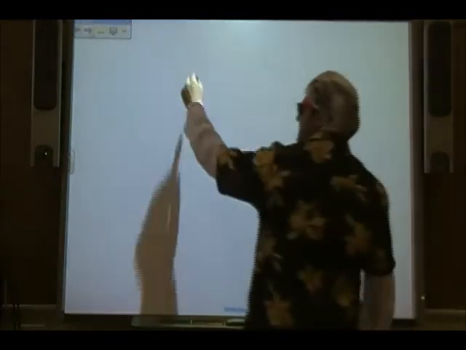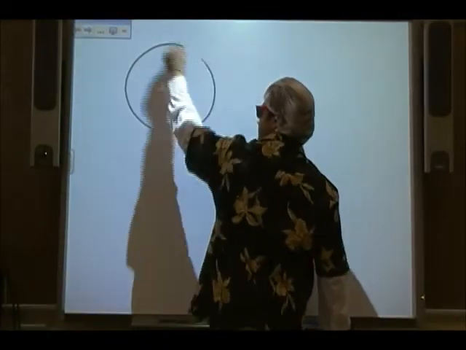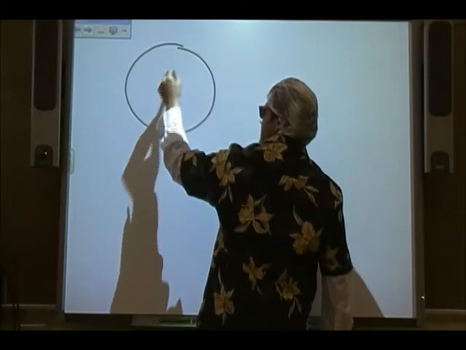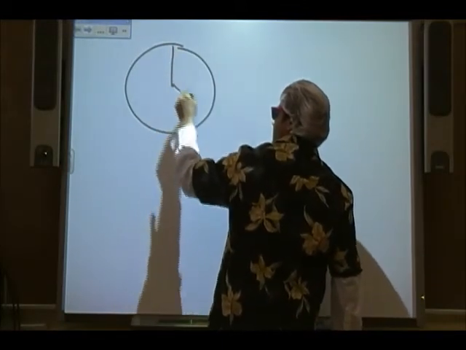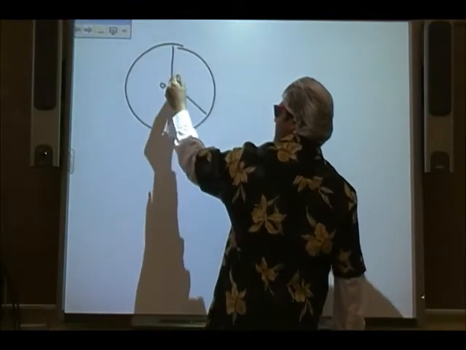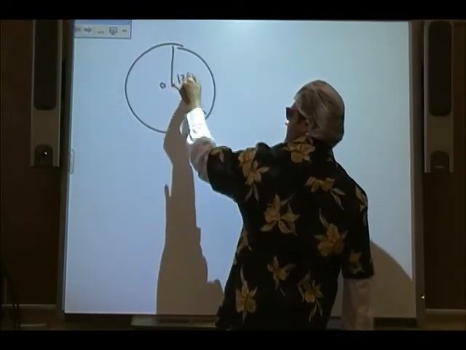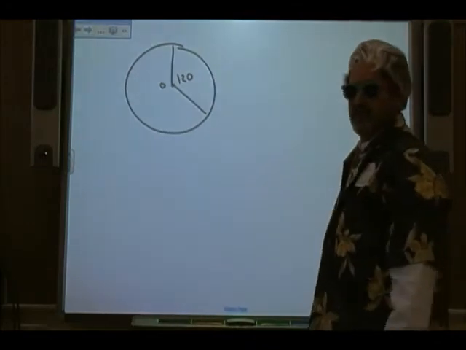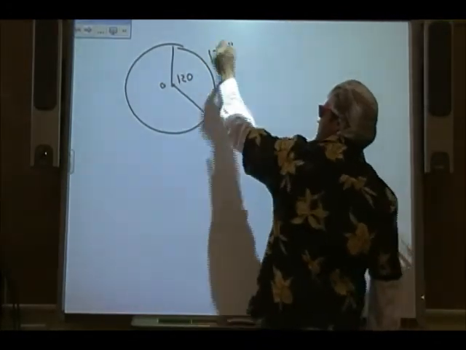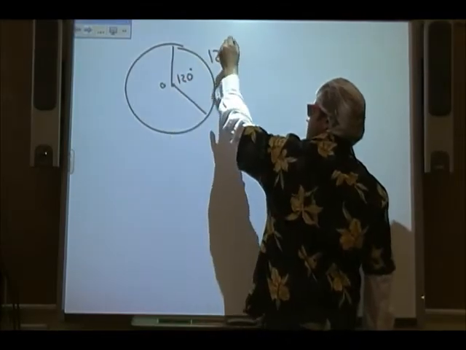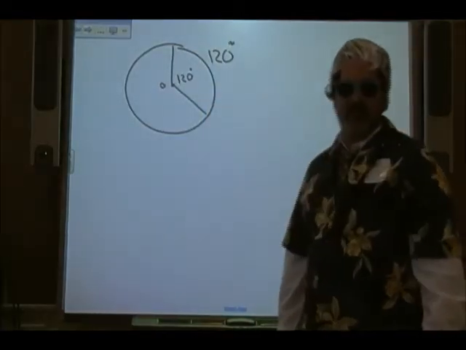Okay. So, circle has 360 degrees. Very simply now, because it's 360, if I give you an angle like this at the center, and let's just say 120 degrees, then the arc intercepting it is also 120 degrees. They're both the same.